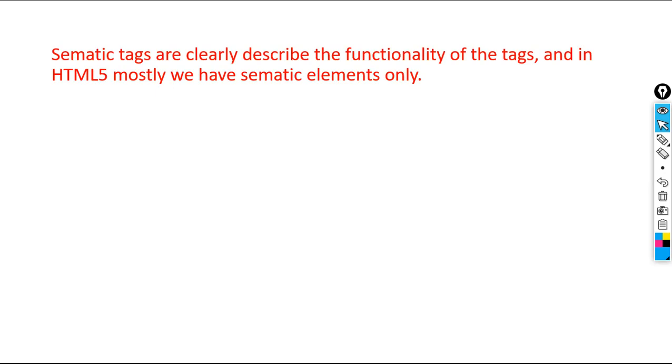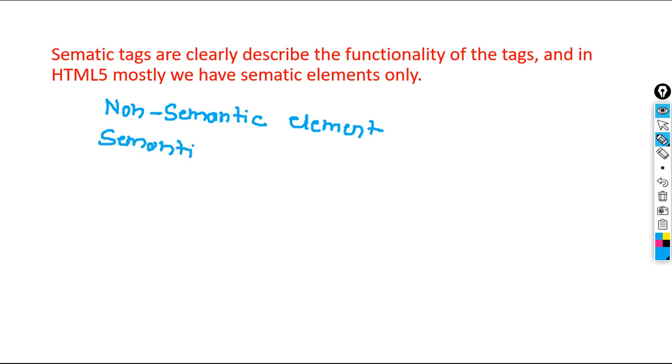See, semantic tags are clearly described. Semantic tags clearly describe the functionality of the tags. Already we have learned difference between non-semantic element and semantic element, correct? What is the main difference?